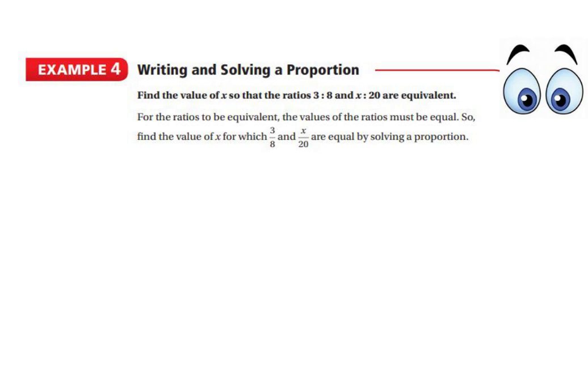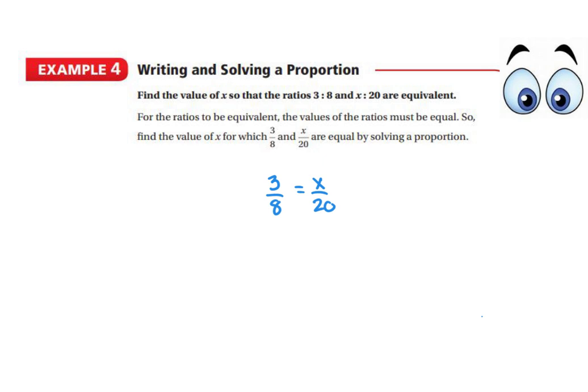In example number 4, we just have a bit of a story problem. Find the value of x so that the ratios 3/8 and x over 20 are equivalent. So it says for the ratios to be equivalent, the values of the ratios must be equal. So find the value of x for which 3/8 and x over 20 are equal by solving a proportion.